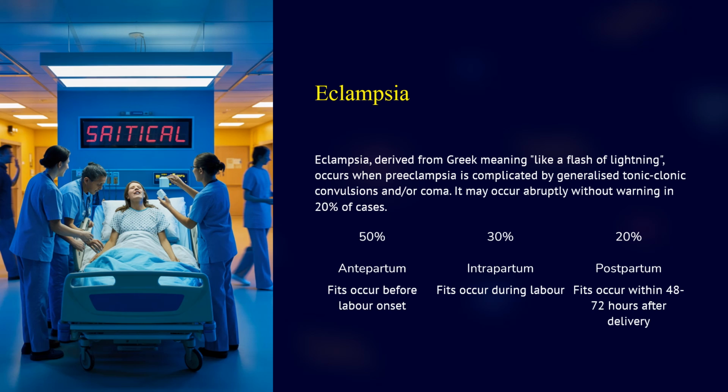We learned about pre-eclampsia, severe pre-eclampsia, and now eclampsia. So, what is eclampsia? The word is derived from the Greek, and it means a flash of lightning. It occurs when pre-eclampsia is complicated by generalized tonic and clonic convulsion and or coma. Sometimes it may occur abruptly without warning in 20% of cases.